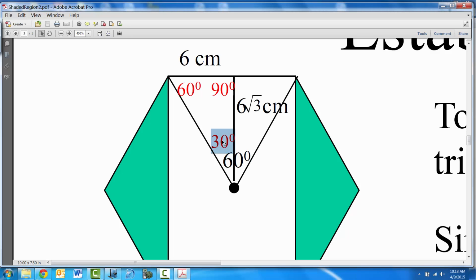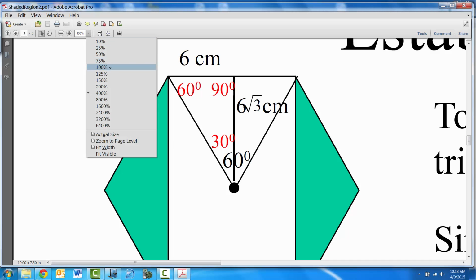So lo and behold, we have a 30, 60, 90. So if this is 6, which is opposite the 30-degree side, this is 6 root 3. And by the by, not that you need this, this would be 12, that side from there to there. 6 root 3, 12. Little review that you're going to need to know anyway.